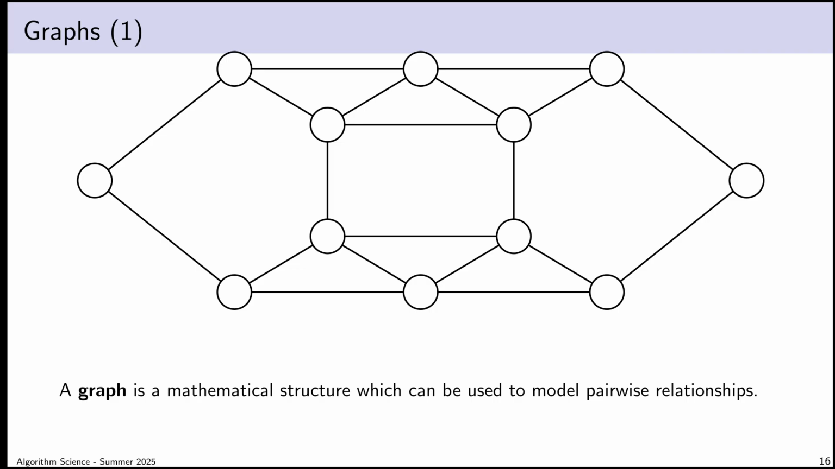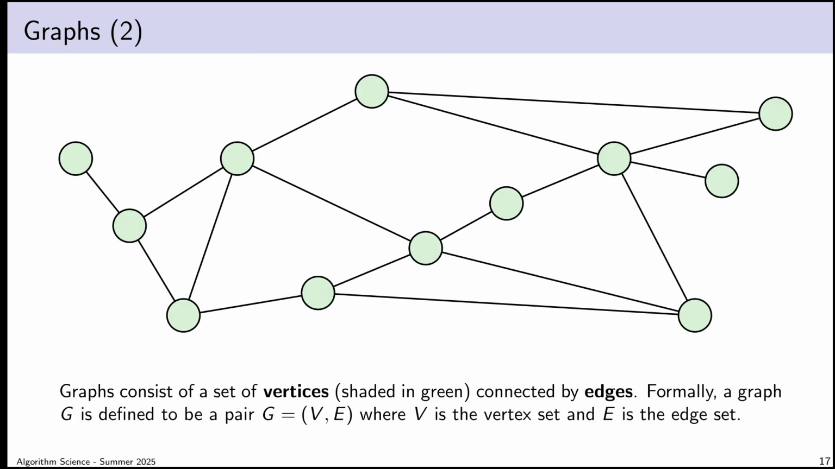So what's a graph? I guess that's our next question. A graph is a mathematical structure that models pairwise relationships. So it's a collection of vertices. So here are our vertices. And then the vertices can be connected by edges. And an edge represents a connection between a pair of vertices.